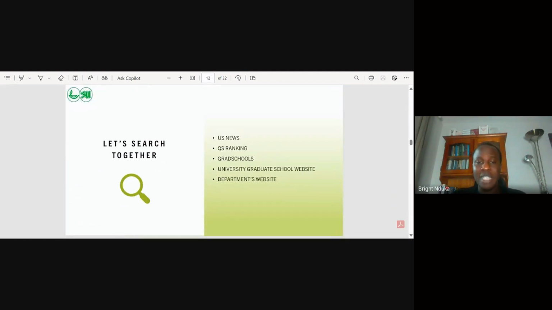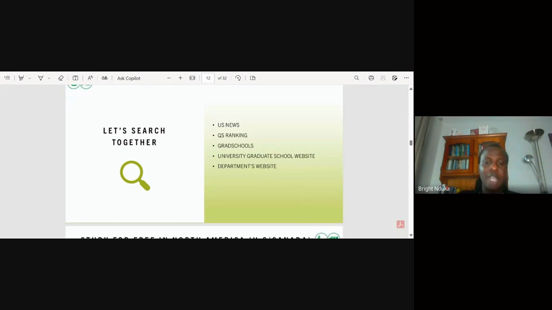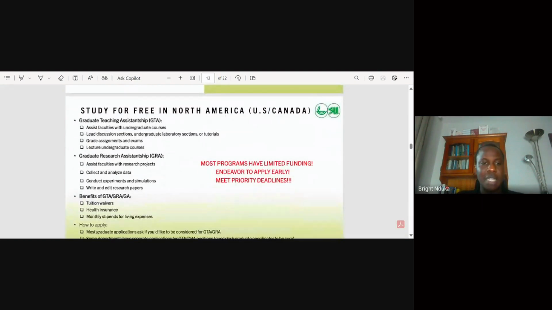Now, if we search together, you look at the US News rank, QS ranking, the grad school, the university graduate website, and the department website. Can you see the breakdown? So this is the sequence you follow: US News, QS ranking, grad school. After identifying the school using the grad school search options, you look at the university graduate school website, and then the department website, which is where you get more specific information about the course that you're looking for.